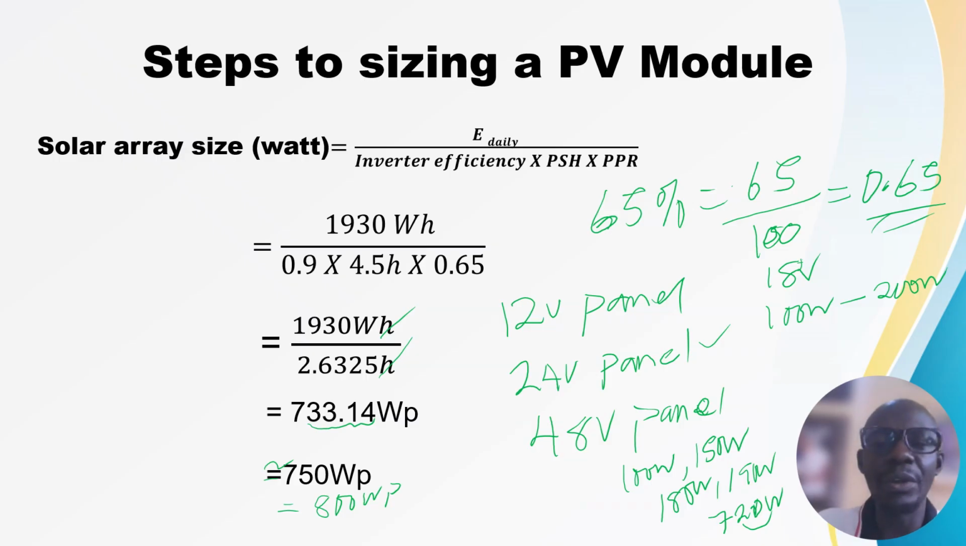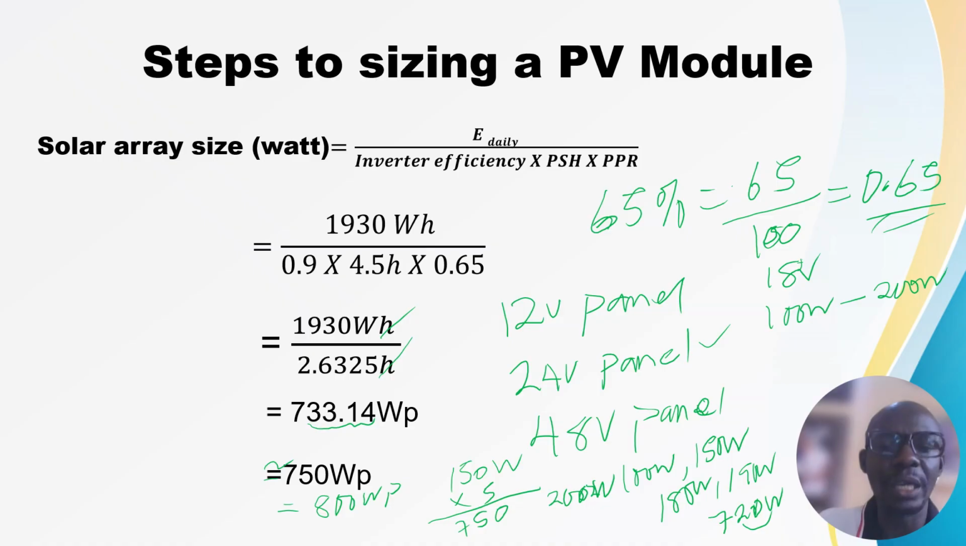So now we are going to determine how many panels I need. Do you understand? For this 750, I can decide to say I need 150 watt panels. So 150 watt panel, by 5, will be 750. So it means I will need 5. Do you understand? I can decide to say, okay, let me up my game. Let me get 200 watts.